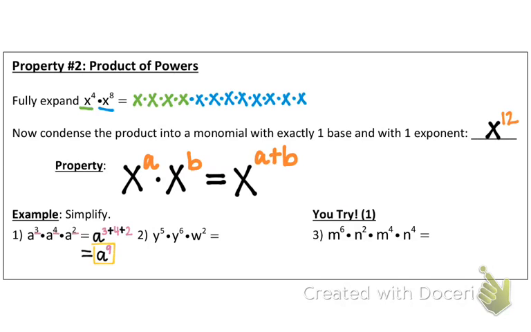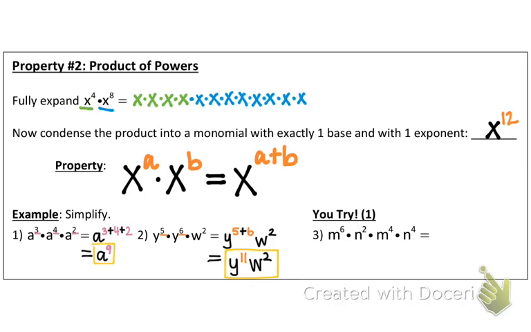In our second example, we have 2 different bases. We have our y's and we have w's. In our y's, we have a y to the 5th and y to the 6th. So since those both have a base of y, we're going to be adding 5 plus 6. Our base of w will just remain with its w squared because it doesn't have another base of w to combine its exponents with. So y to the 5 plus 6 is y to the 11th, w squared.